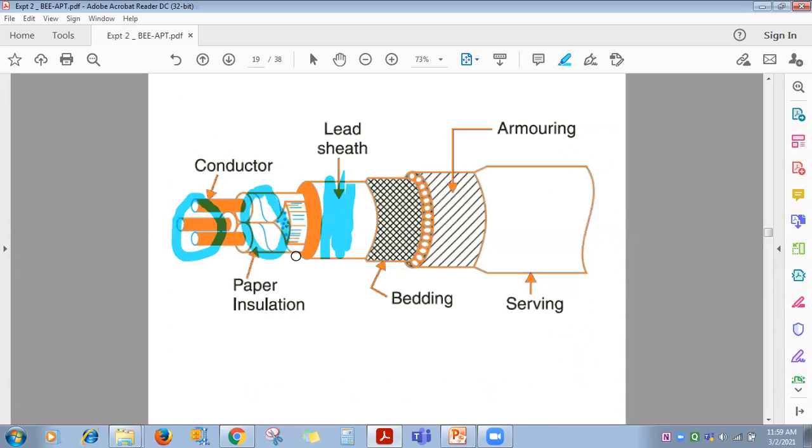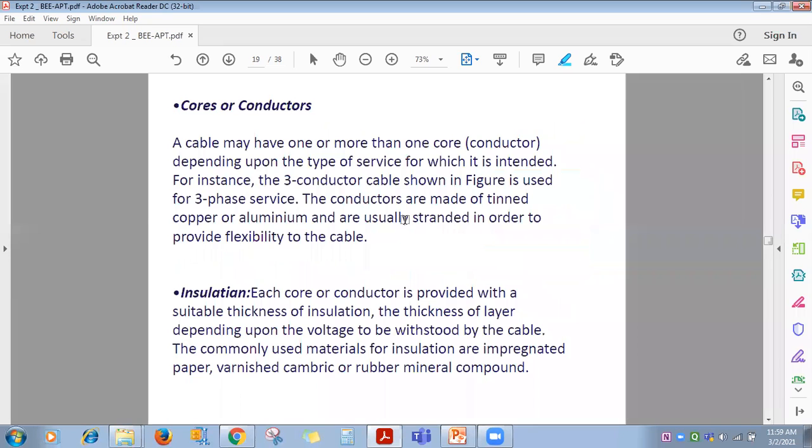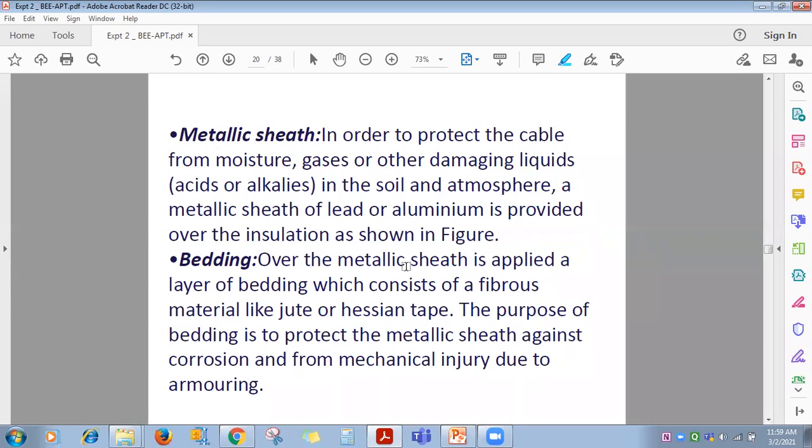Now, as this metallic sheath is made of metal, if moisture comes in contact with it, corrosion will take place. And if an armoring layer is there, which is also metallic, then due to friction between the lead sheath and the armoring, both being metallic, damage will occur. So what is done is that one fibrous layer is placed between the lead sheath and the armoring, called bedding. To protect the lead sheath from the armoring, there is a fibrous bedding material.